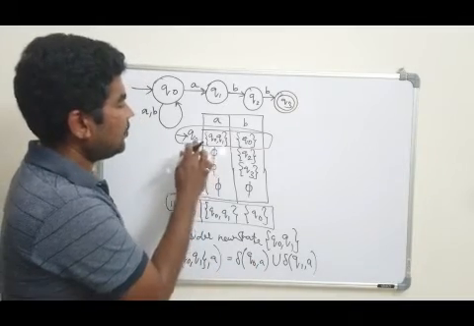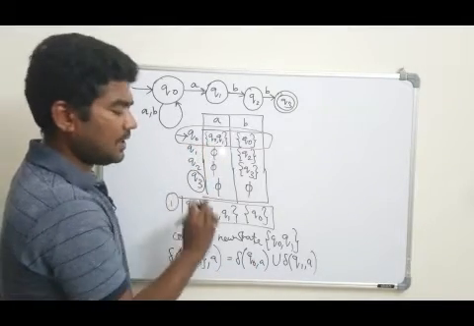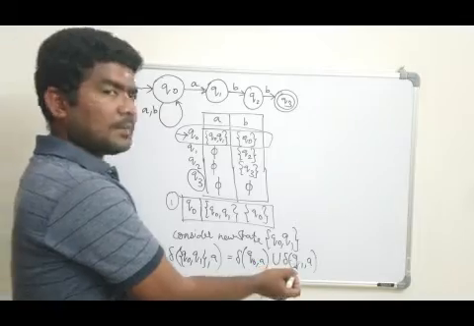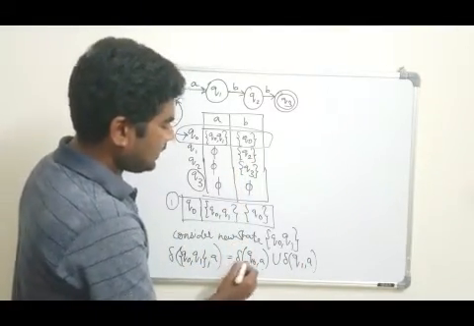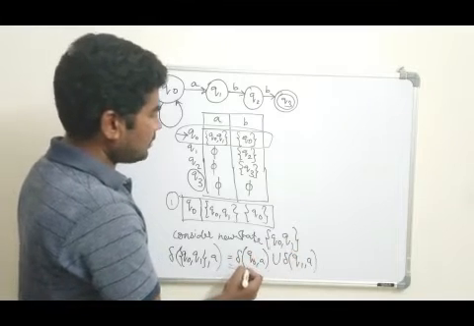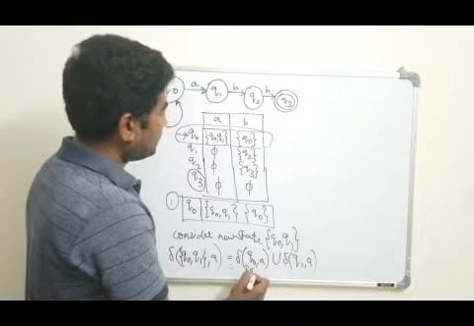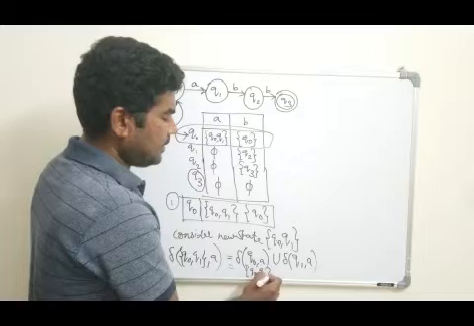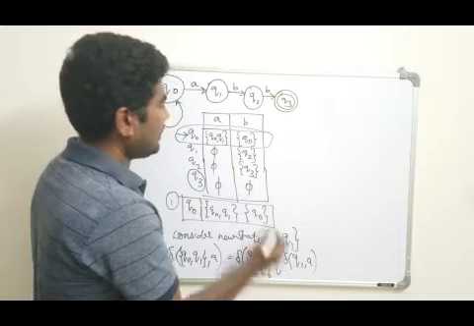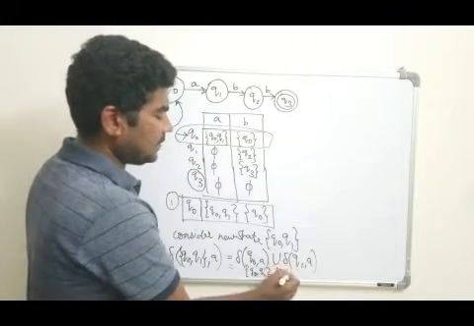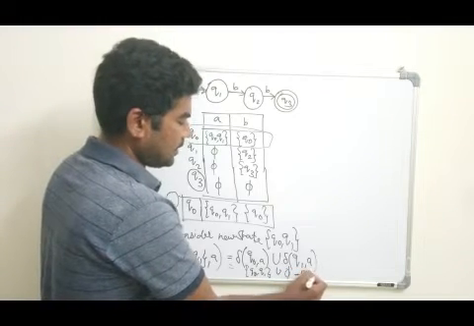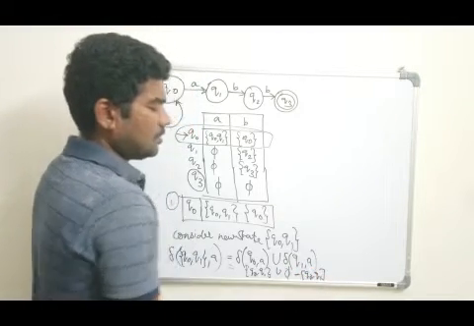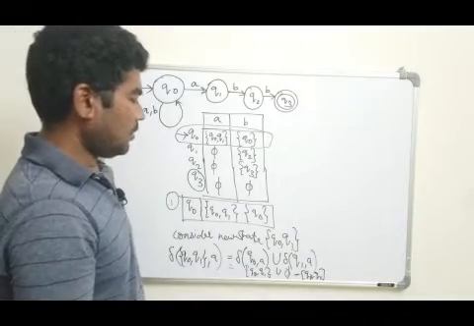So now what will be the output? q naught comma a, what did we get? q naught comma q1 we have. Then q1 comma a will be phi. So now we will take a union of both those things. So q naught comma q1 union q1 comma a, which is phi. So now if you are taking the union, you will get q naught comma q1.